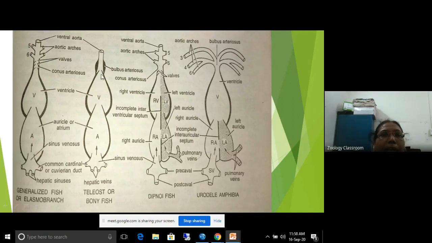In the conus arteriosus there is a muscular, inflated, balloon-like structure, and it is called the bulbus arteriosus. It is found only in bony fish. So these are two-chambered hearts, one auricle and one ventricle, and on this side also bony fish, one auricle and one ventricle. The difference is that the conus arteriosus has 3 semilunar valves, while in bony fishes there is a single semilunar valve. Then the inflated balloon-like structure is called the bulbus arteriosus. In dogfish it is only called the conus arteriosus.